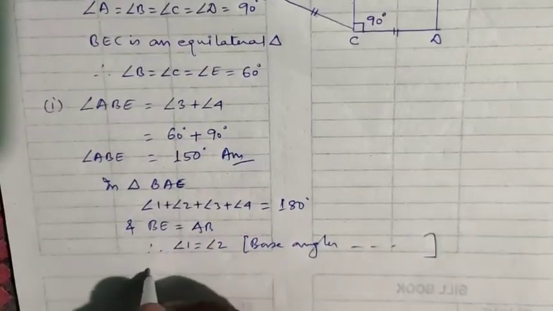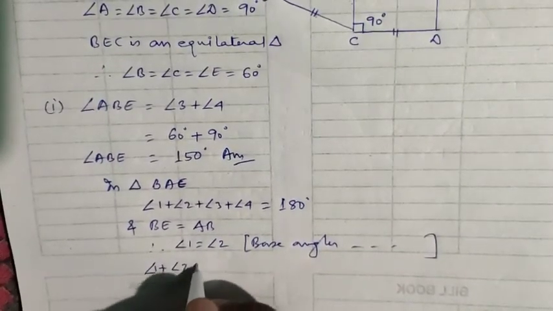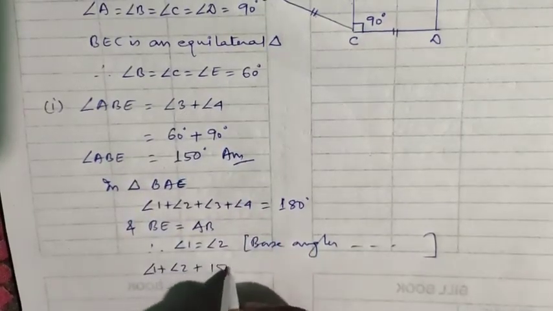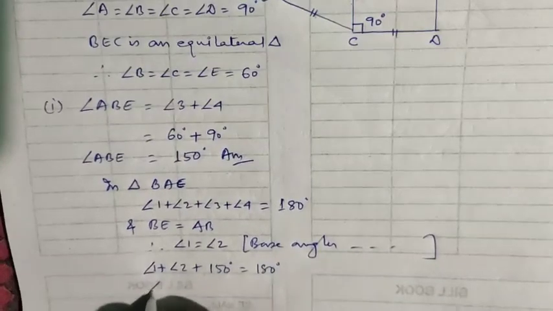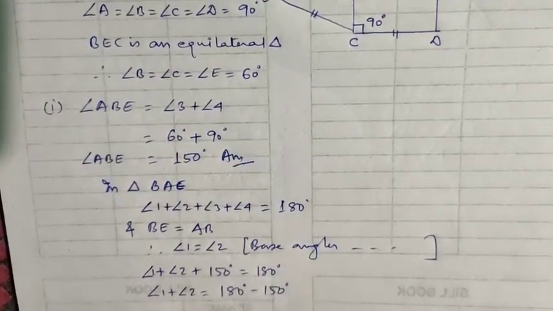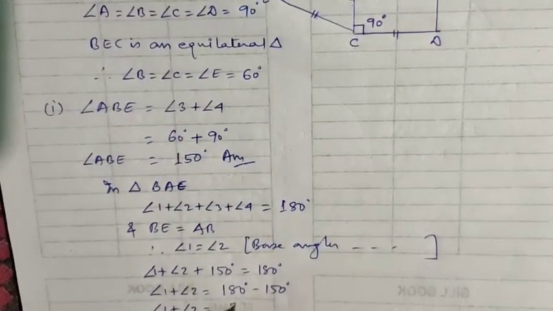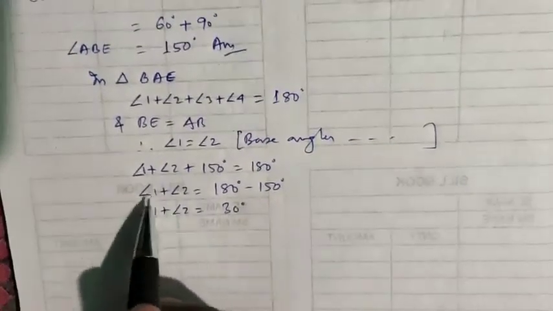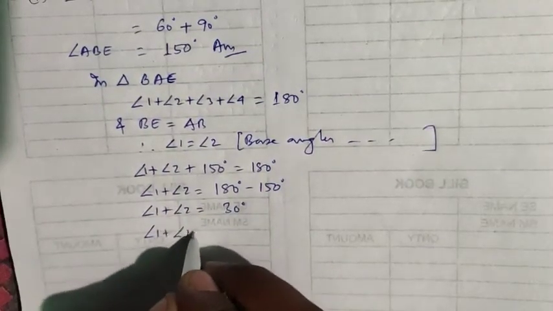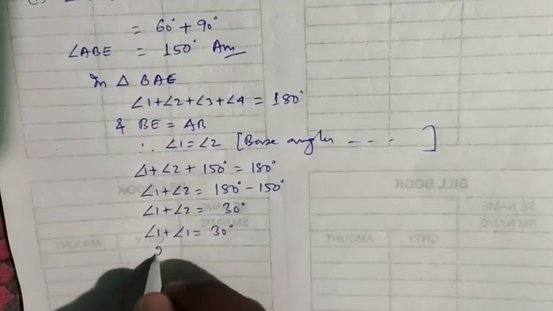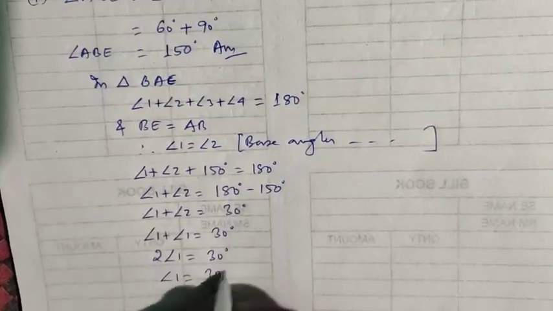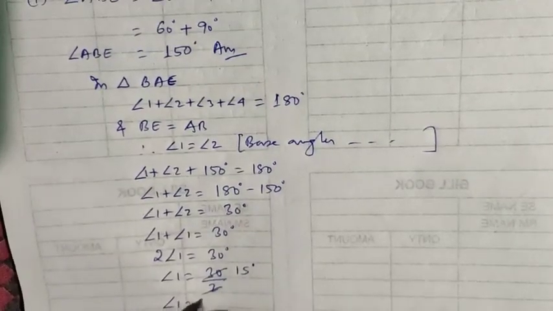Now angle 1 plus angle 2 and 3 plus angle 4, which we have calculated here as 150 degree, is equal to 180 degree. Angle 1 plus angle 2 is equal to 180 degree minus 150 degree. Angle 1 plus angle 2 is equal to 30 degree. And since we know that angle 1 and angle 2 both are equal, we will replace it by 1. Angle 1 plus angle 1 is equal to 30 degree. Twice angle 1 is equal to 30 degree. Therefore angle 1 is equal to 30 degree by 2, 15 degree. Angle 1 is equal to 15 degree.